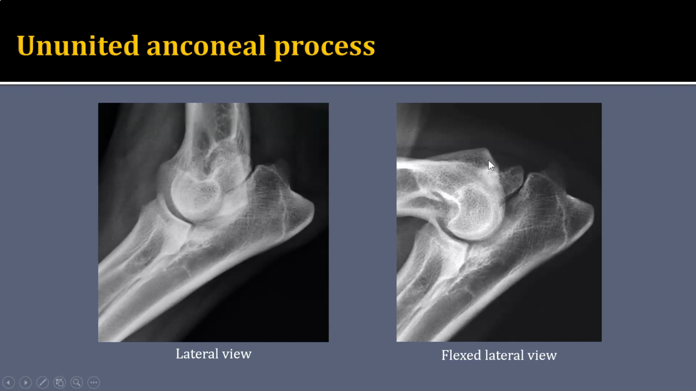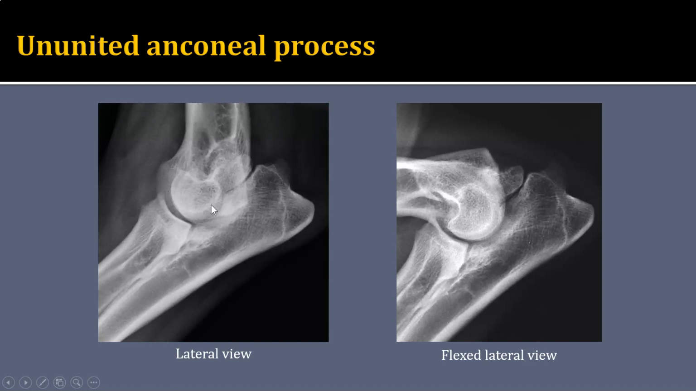This is that same patient we just saw on the previous slide. This is the lateral view that is not flexed, and you can see that although I can still see that radiolucent line and that separate anconeal process, it is going to be more challenging to identify it due to the superimposition of the humerus and the medial humeral epicondyle. So again, with elbow dysplasia, I think it can be beneficial to get 4 views.